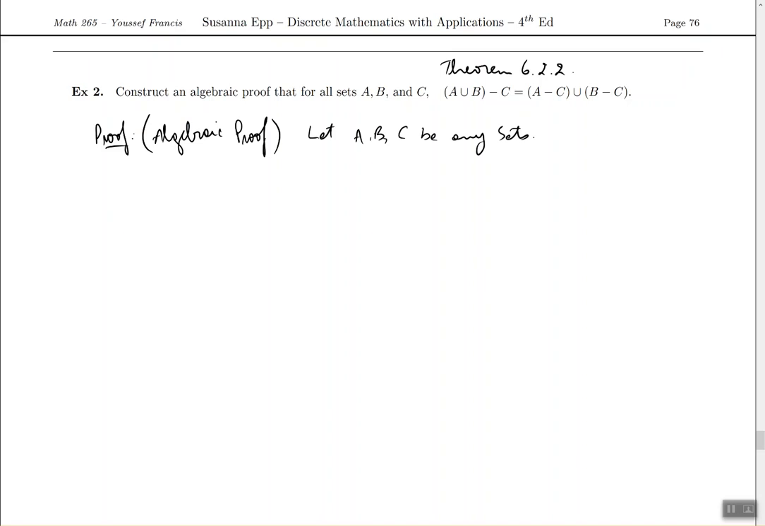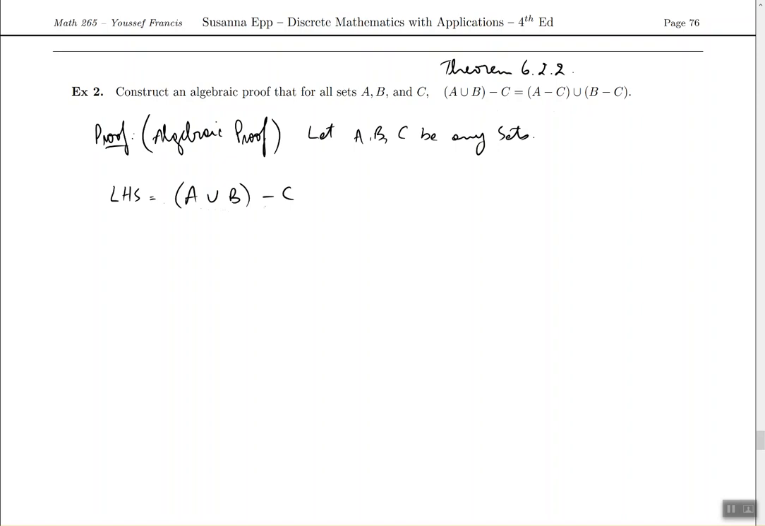Okay, so what I'm going to be working on is an algebraic proof right here. So I'm going to start the same way as usual: let A, B, C be any sets. And what I'm going to do next is build a chain of equalities and prove that either the left-hand side is equal to the right-hand side or the right-hand side is equal to the left-hand side. So it does not matter which one you start with as long as you get to the other side somehow, okay? Now, I'm going to start with the left-hand side. So I'm going to write down left-hand side equal to, and I'm going to copy it, (A union B) minus C. And I'm going to try to break it down using the properties from theorem 6.2.2. I'm going to try to see what I could do.